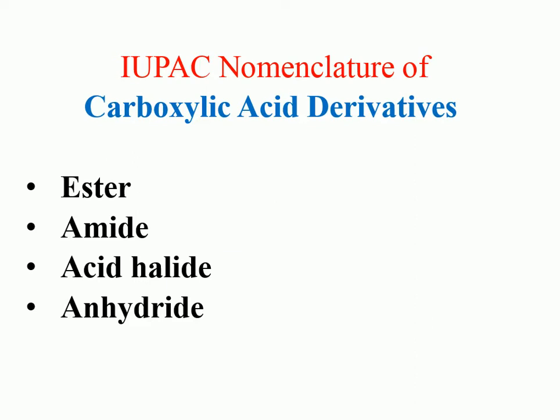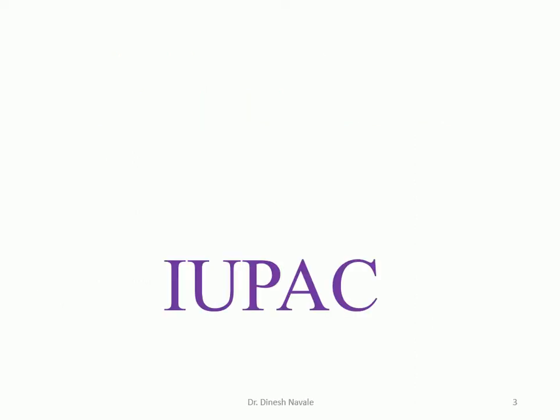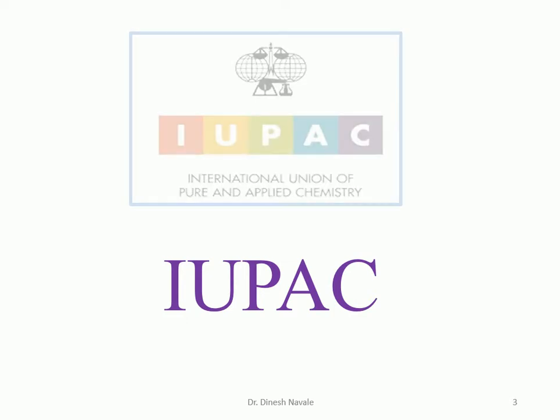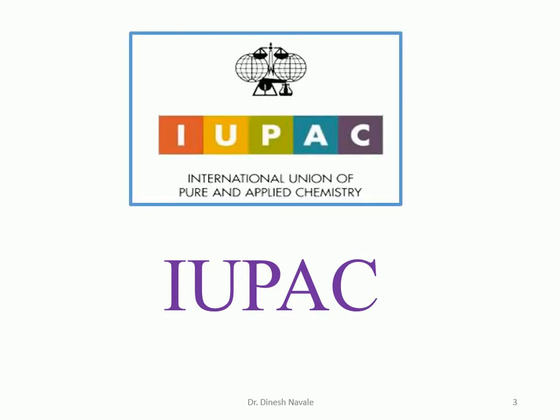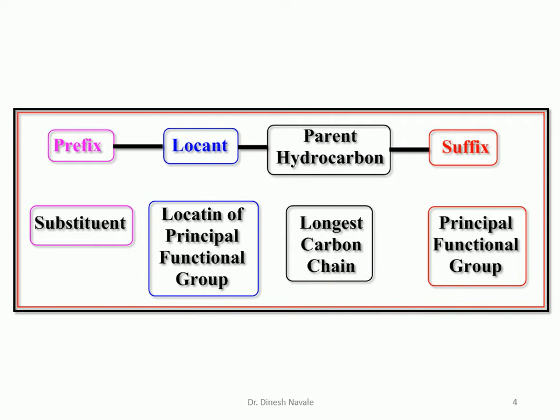Whenever we start the IUPAC nomenclature, let's first see what IUPAC is. IUPAC is the International Union of Pure and Applied Chemistry, which has set up some of the basic rules while giving the nomenclature to a compound. Whenever we discuss the IUPAC nomenclature of any organic compound, four things are important that we should be aware of, which are the suffix, parent hydrocarbon, locant, and the prefix.